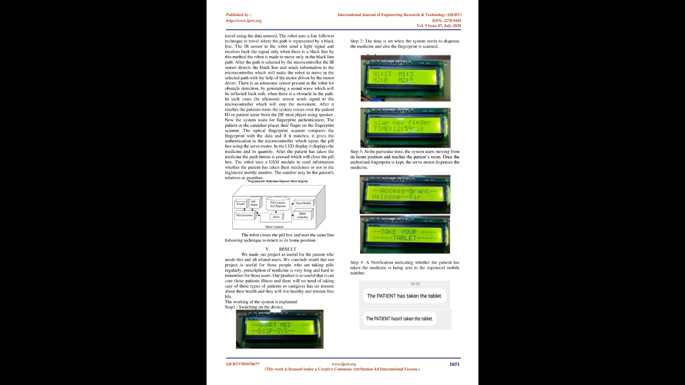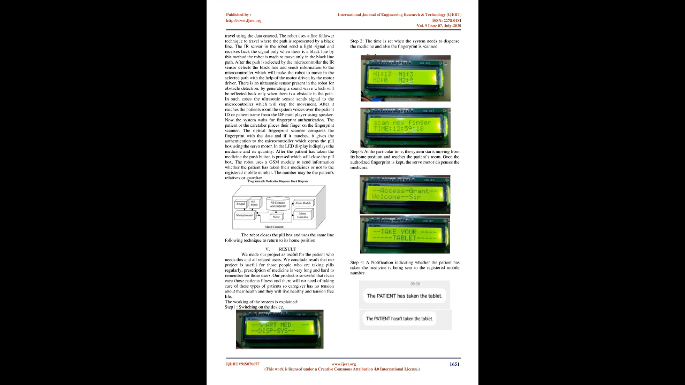4. Methodology. The microcontroller Arduino Mega 2560 is used to interface components such as RTC, ultrasonic sensor, IR sensor, L293D motor driver, fingerprint sensor, and GSM module, and is also used to enter and store data about the patient using a keypad present in the robot.